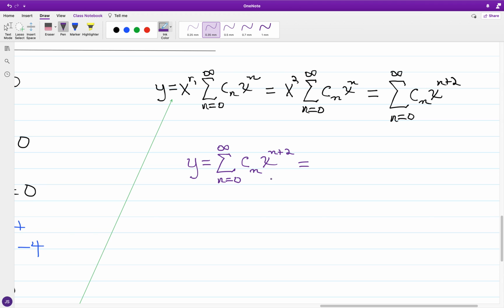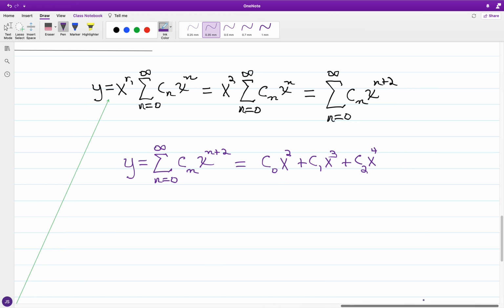So for what we're going to have here, n is at 0 and x is to the 0 plus 2 power, so for our first term we're going to have c naught x squared, and then we'll have c of 1 x cubed, and c of 2 x to the 4th. I can just keep going where the superscript is going to be 2 more than the subscript.